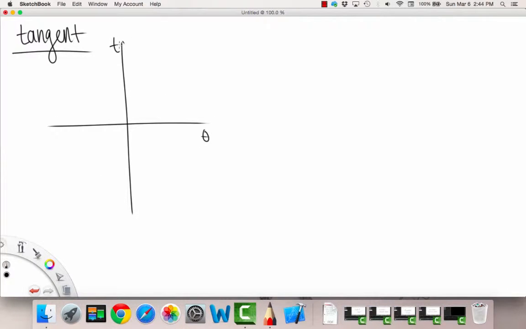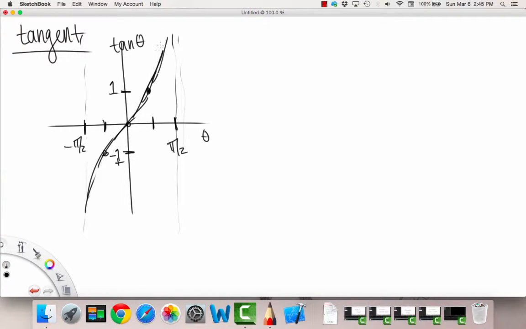Alright, and finally for our tangent graph. So let's say we have theta, this is our tangent of theta. Here's negative pi over 2, here's positive pi over 2, and you have vertical asymptotes at both of those. Here's negative 1 and here's 1, and when we're halfway in between, this is at 1, so it looks kind of like this. This is just a rough sketch of an S, and then it just repeats on other intervals.